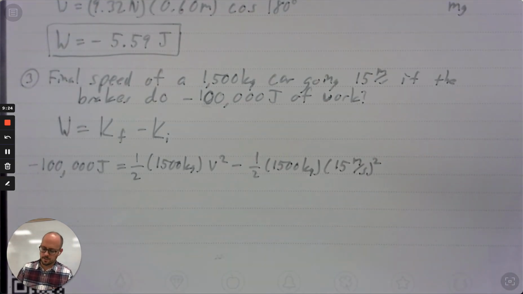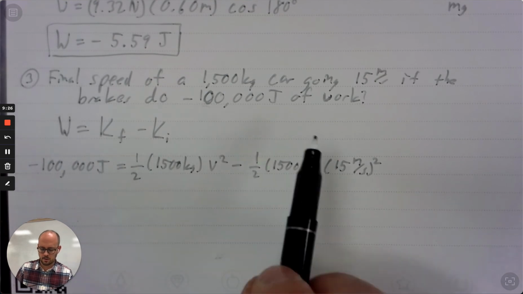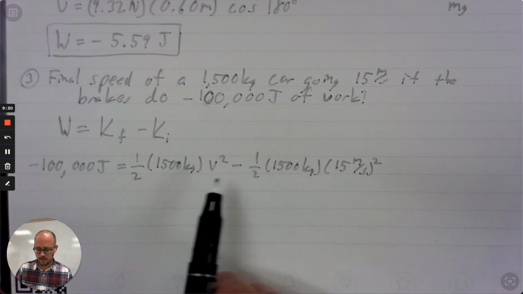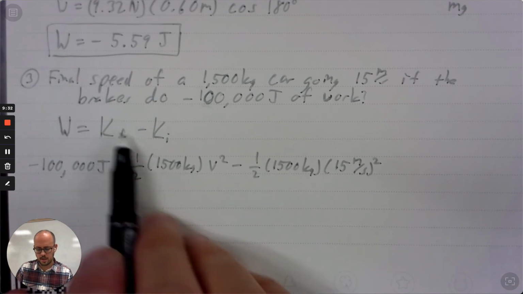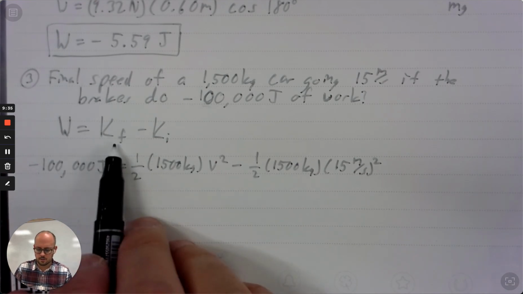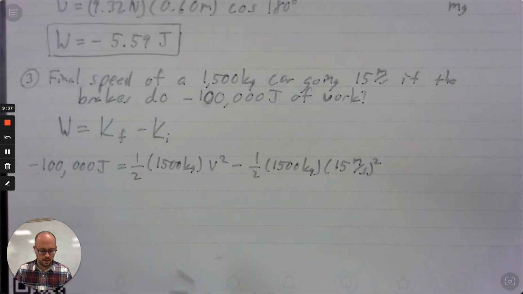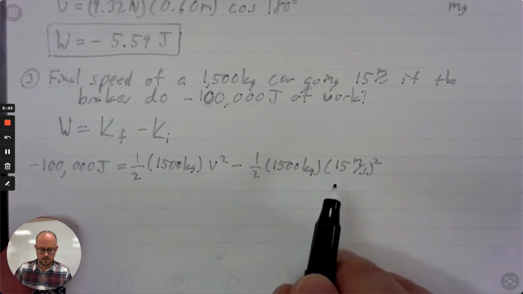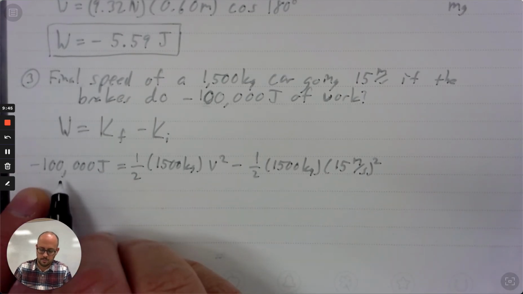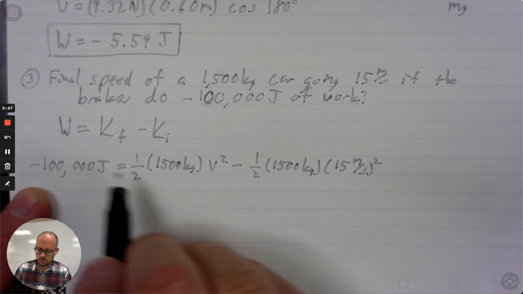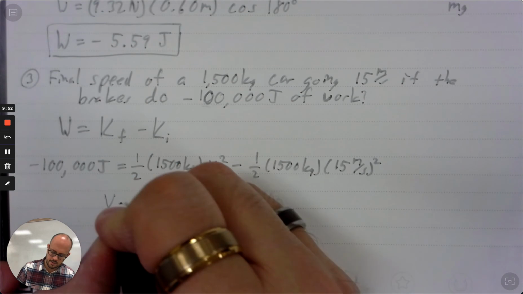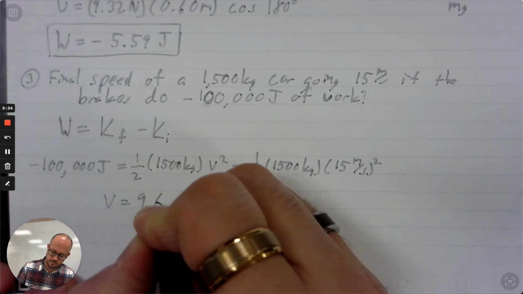Because K equals 1/2 mv squared, and I have the mass, one of the speeds, and I want the other speed, I have to substitute 1/2 mv squared for my K. So this is the equation that I end up having to solve. That's negative 100,000. I should calculate this, add it to negative 100,000. I'll get a positive number, multiply by 2, divide by 1,500, take the square root, and I get that the speed is 9.6 meters per second.